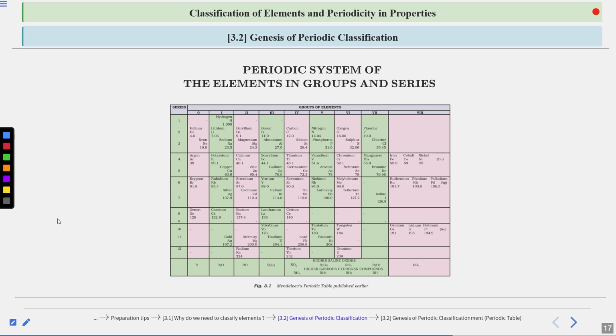So those dashes are representing the vacant gaps for those elements which were not discovered at that time. If you look at the third group, the first one is boron, then the scandium, and then the gallium. Here I have placed the gallium and the germanium, but at that time, a gap was left for these two.